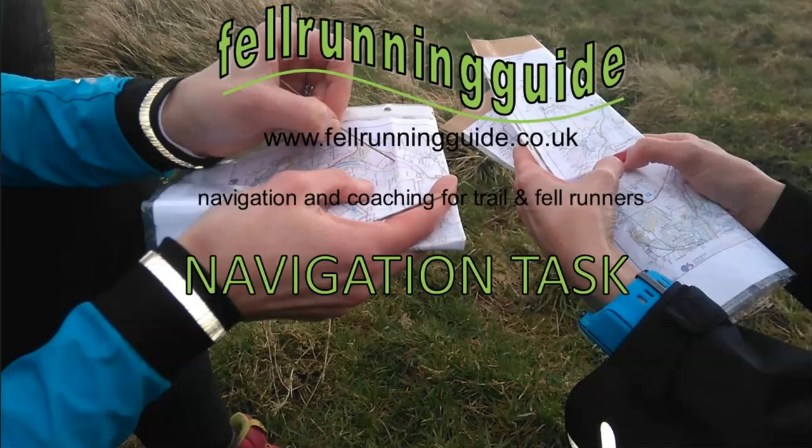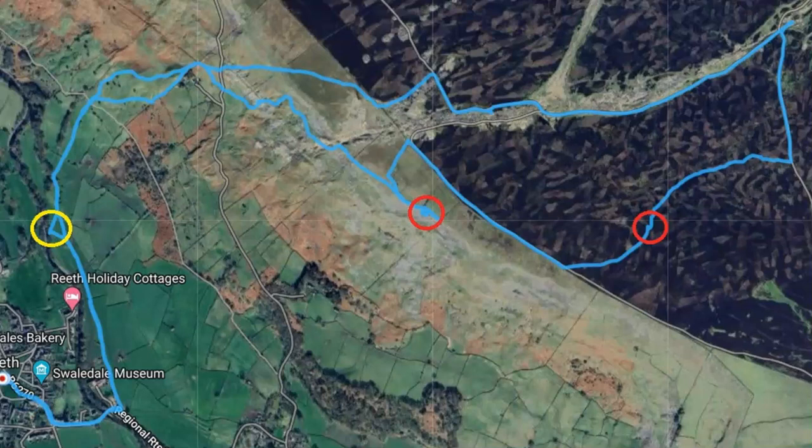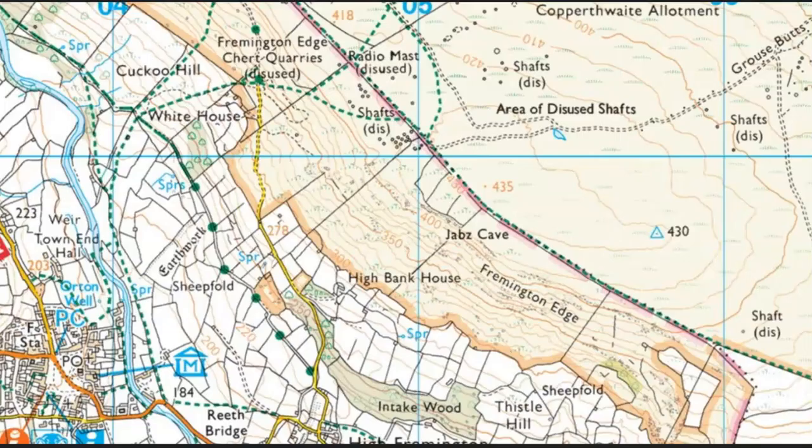Slightly different one this week. So what you can see here is a satellite trace of a run that I did, and I want you to see if you can compare it to the map and work out where I went, and particularly what I was looking for at these two red locations, and then also what happened at this yellow location. So this is on my way back. What happened there? The map that we're using is the Ordnance Survey 1 to 25,000.